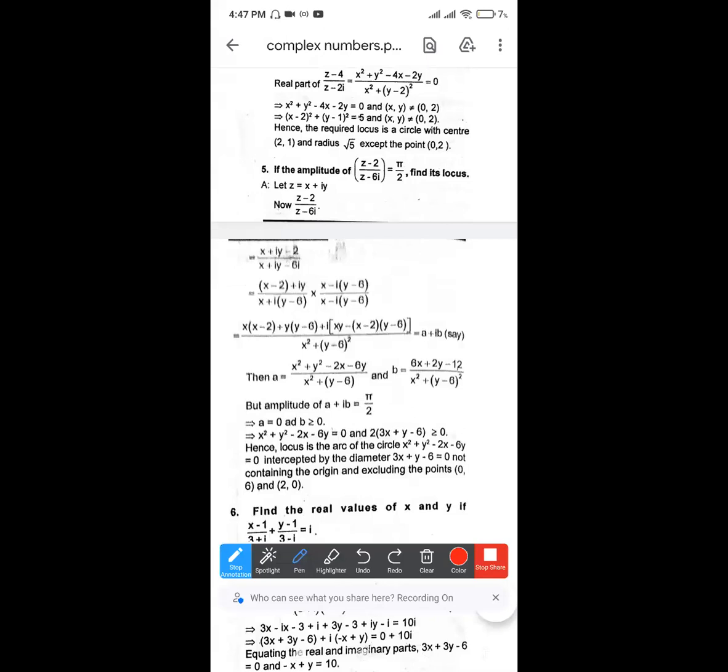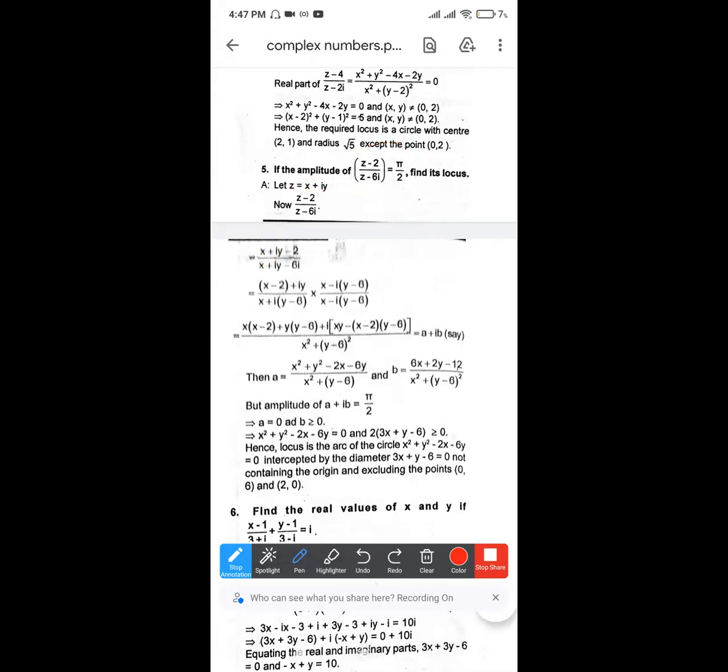Next question. If the amplitude of z minus 2 by z minus 6i is equal to pi by 2, find its locus. Let z is equal to x plus iy. What we need to find is z minus 2 by z minus 6i. So the value of z is nothing but x plus iy. Substitute the value of z in the equation.